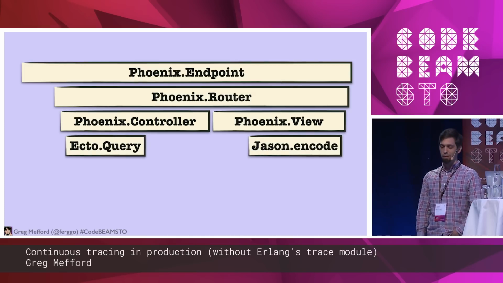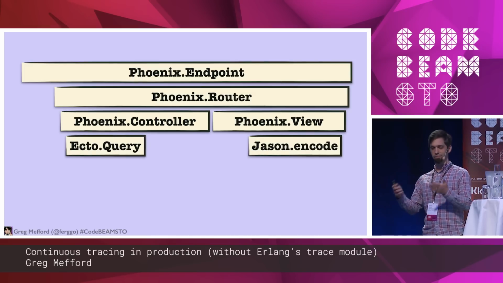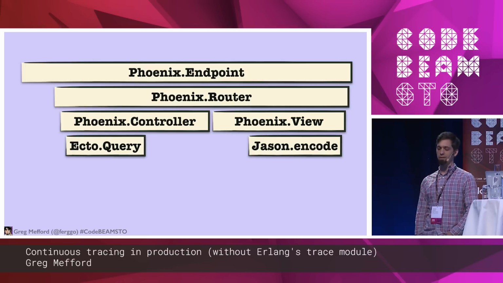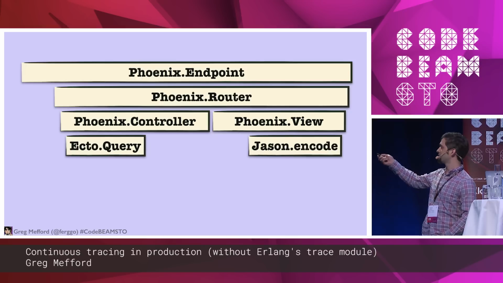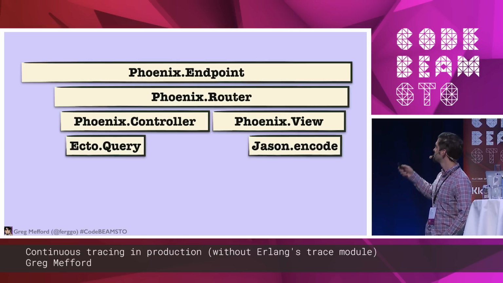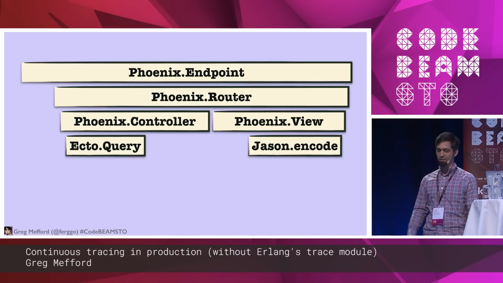Spans also have parents, so you can have this graph of spans that represent the call stack. So the Phoenix endpoint calls the Phoenix router, and that calls the controller, and that does some Ecto queries. And then the router also renders the view. Actually, that isn't true. View is under controller, sorry. And then you might have like a JSON call to encode some JSON.